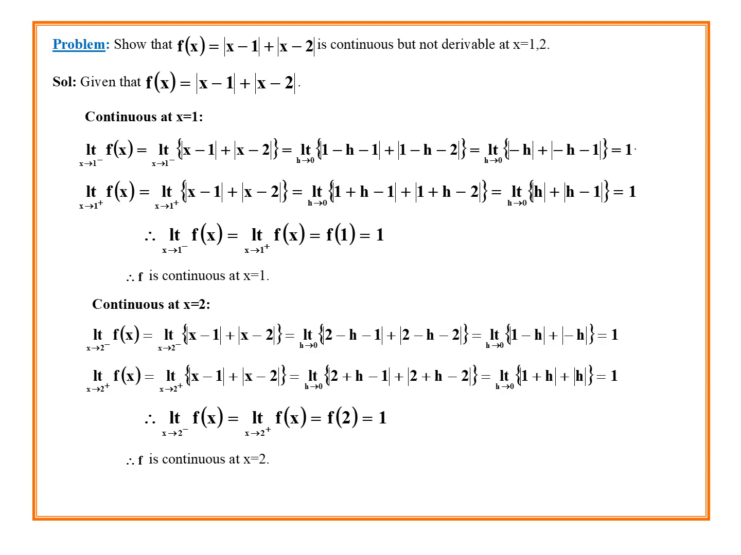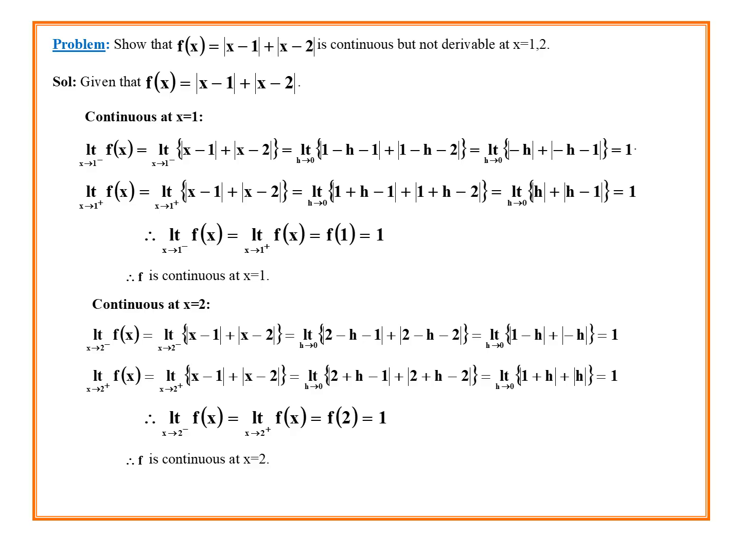Now we are going to discuss the problem: show that f of x equals mod x minus 1 plus mod x minus 2 is continuous but not derivable at x equals 1, 2. Solution: given that f of x equals mod x minus 1 plus mod x minus 2. We are proving continuous at x equals 1 and continuous at x equals 2.